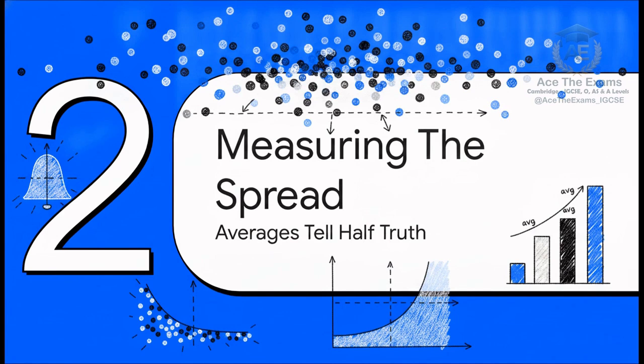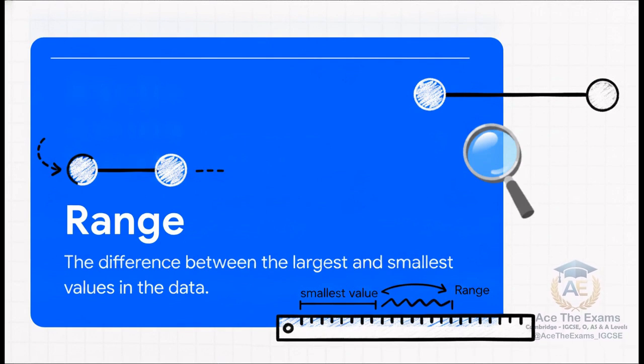Moving on to Section 2, measuring the spread. Because honestly, averages don't always tell the whole story. Here's something that's actually kind of wild. Two completely different sets of data can share the exact same mean and median, but look completely different in reality. To truly understand what data is doing, we have to look at the spread. And the absolute simplest tool in our belt for this is the range. It's just the difference between your absolute largest value and your smallest value.